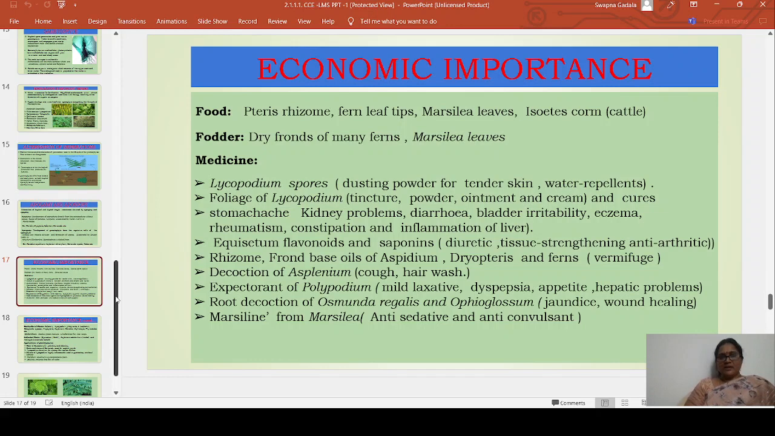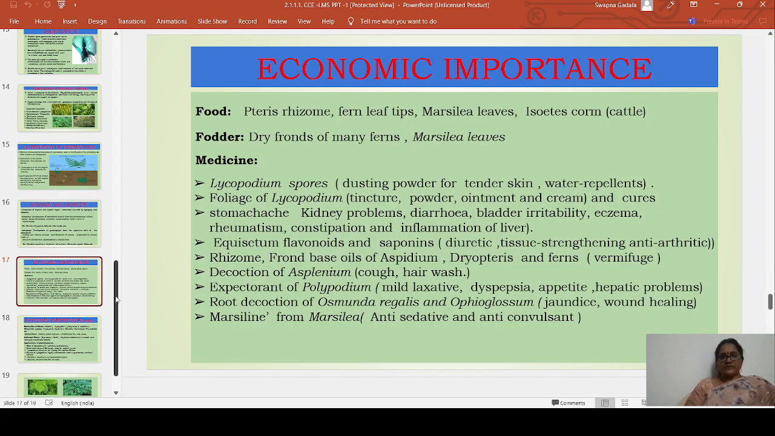Medicinally, Lycopodium spores are used as water repellents and for skin allergies. Lycopodium leaves are used in the preparation of tincture, powder, ointment and creams. They cure stomachache, kidney problems, diarrhea, eczema, rheumatism, constipation and liver problems also. And the flavonoids and saponins in Equisetum act as diuretic, tissue strengthening and anti-arthritic agents.